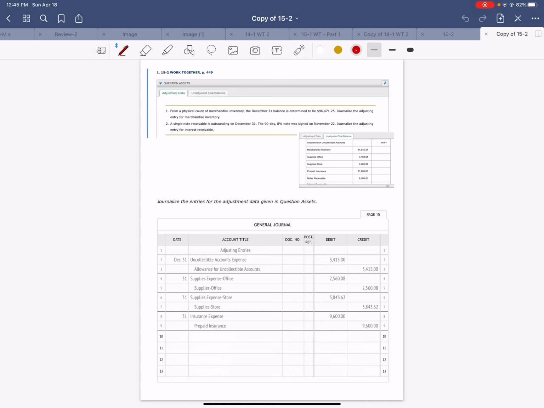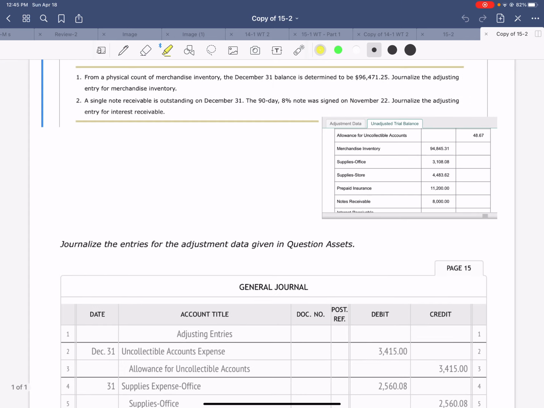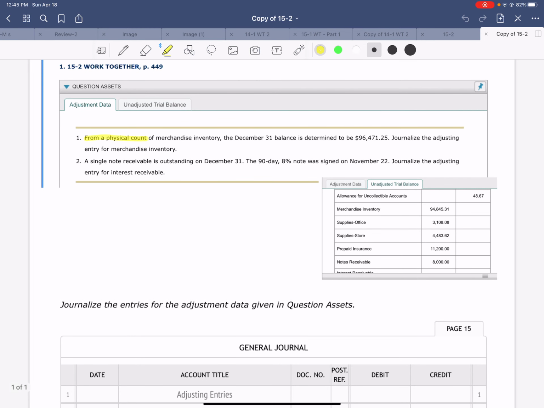Work together 15.2. We are going to record a couple of adjustments. They are going to be our merchandise inventory and our interest income. All right, so when we look at the instructions on the first one, it says, from a physical count of merchandise inventory on December 31st, balance is determined to be $96,471.25. Journalize the adjusting entry for merchandise inventory.